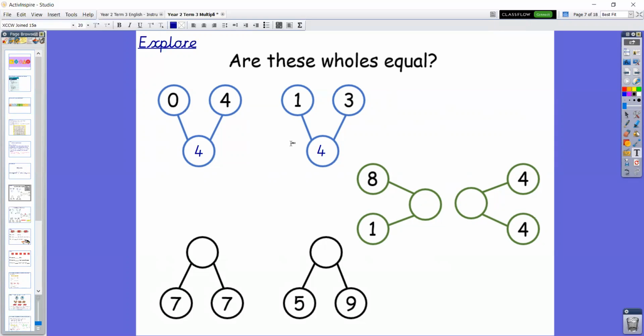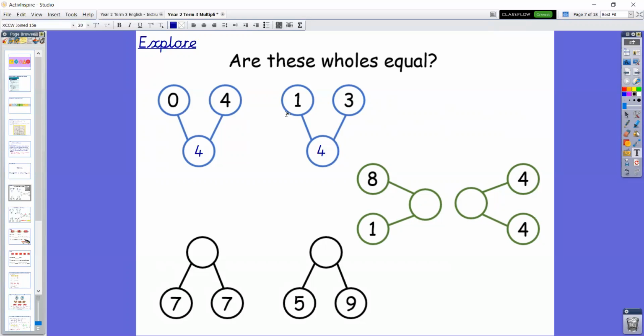So are these wholes equal? Now I remember equal means that they have the same value and the same amount, because I know if there were, this is a number 4, it could represent 4 counters, for example. So if I looked at the next part whole model, again, the digit is 4. That would represent 4 counters, so 4 things. So the wholes are equal.